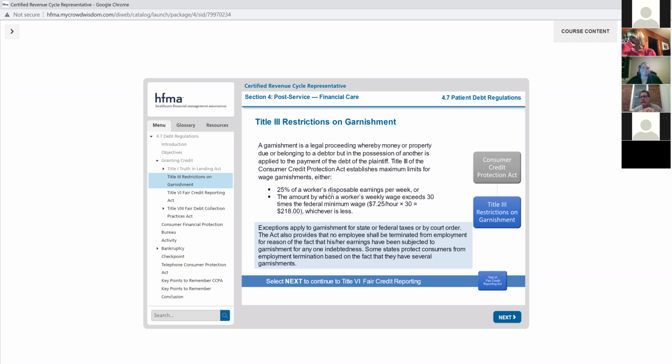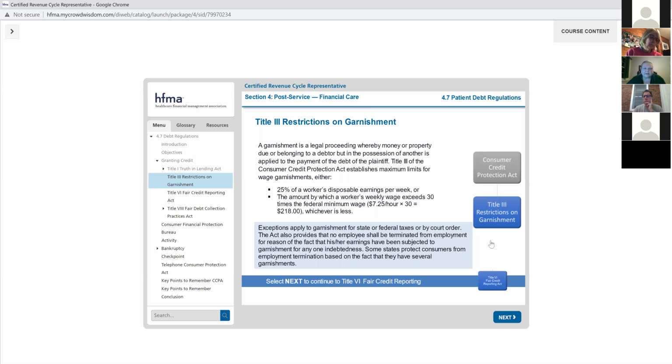They're probably not going to get into financial examples, but just know that there's a Title I, a Title III, a Title VI, and then Title VIII. We'll get into the Title VI next. Yeah, it's not important to know what this formula is. It's just important to know what a garnishment is. Right.